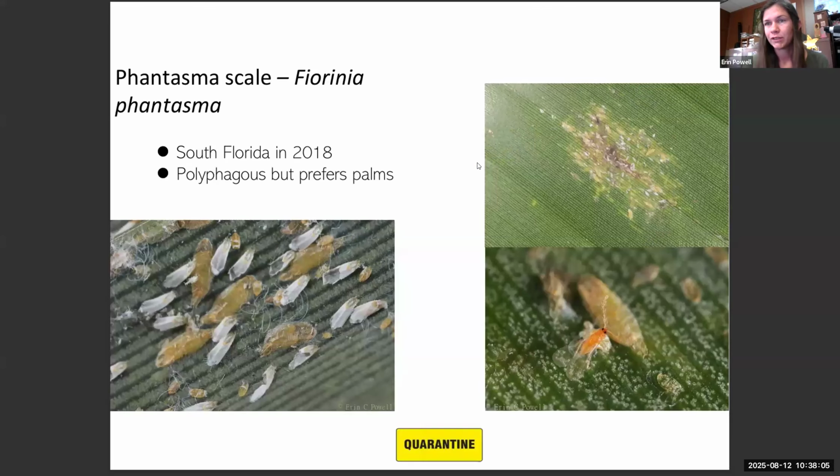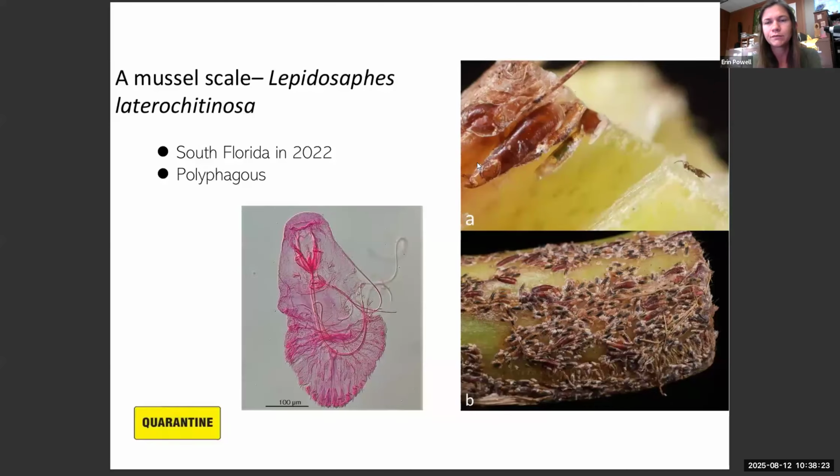Phantasma scale, Dr. Osborne is going to focus on this one. This is a major pest of palms that was first found in South Florida in 2018 and has been spreading throughout South and Central Florida. And it's not just found on palms. Unfortunately, we have records on mango, avocado, citrus even. So it's one to keep an eye out for.